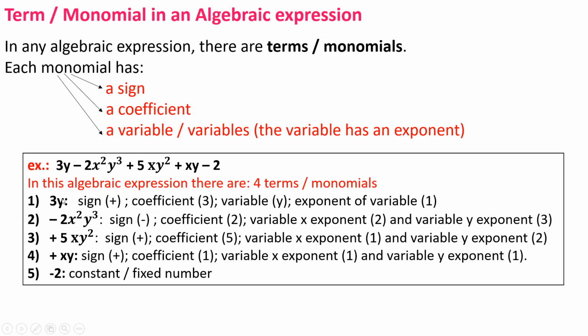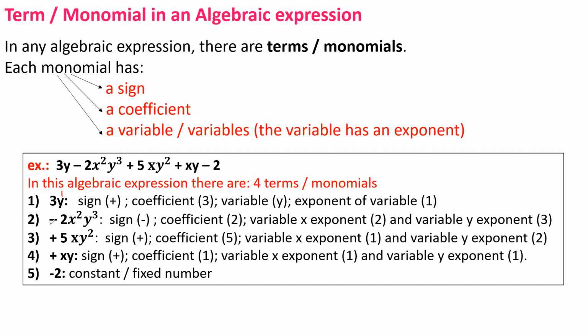If I look at the exponent of the variable, I have no exponent here, so the exponent of the variable is 1. Any variable without an exponent, its exponent will be 1. Let me write 1 here for you to always remember that any variable without an exponent, it should be 1.